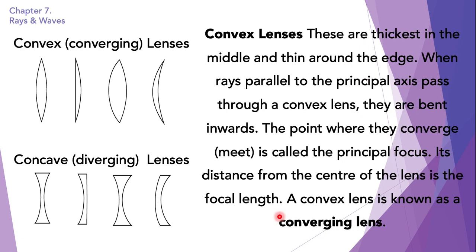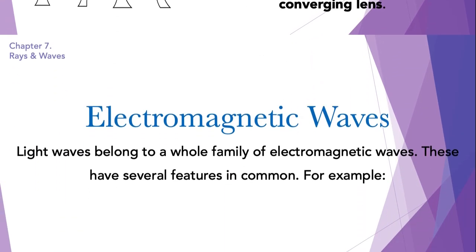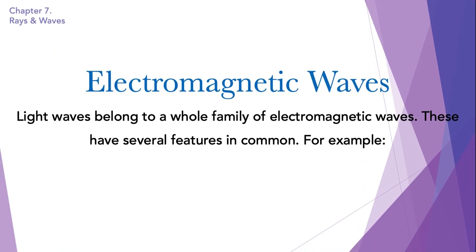Now that we've understood lenses and all of the different things about lenses, we're going to move ahead onto another topic of this chapter, and the last but not the least topic of this chapter, the electromagnetic waves. In this topic, we're going to look at light as well as the electromagnetic spectrum. So let's start without further ado. It's a very simple topic. It's not going to be very difficult.